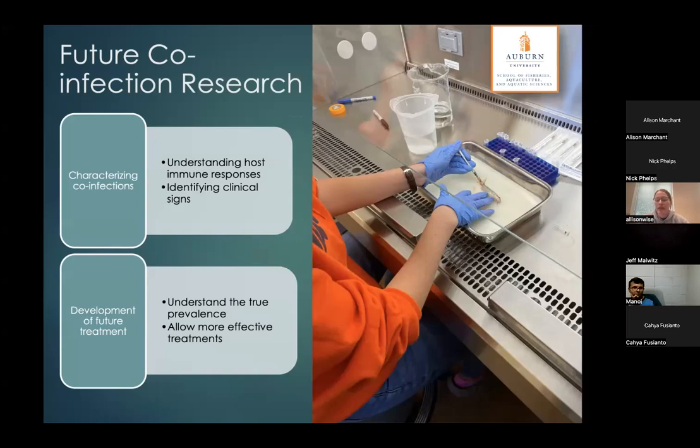So understanding host immune responses is really important in order to find targeted treatments that will be successful in co-infections. And identifying clinical signs will also help sooner detection, which will also help the treatment as well. And understanding a true prevalence within the industry will also allow us to really see the effect co-infections have in an industry setting, which will once again help us ultimately get better treatments.